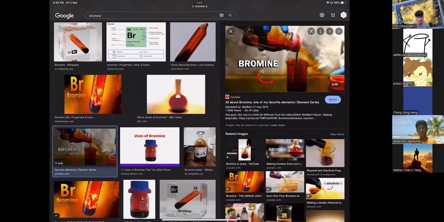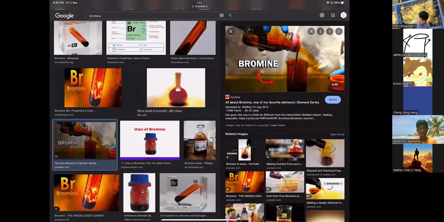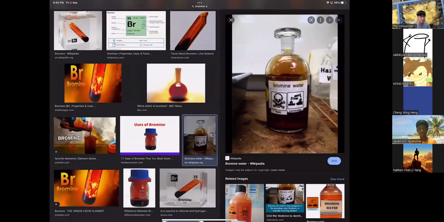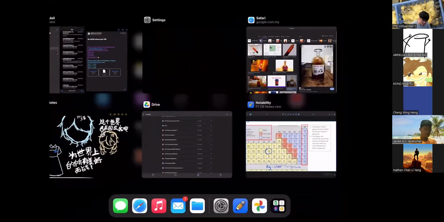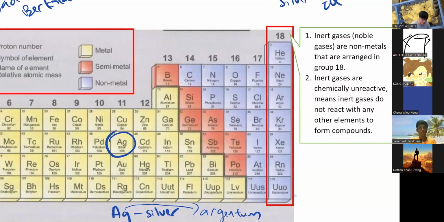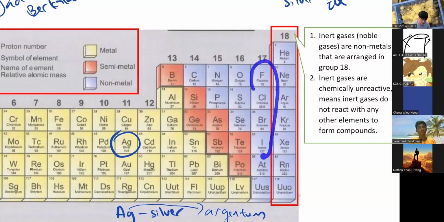They are also quite poisonous. Most group 17, they are poisonous. Chlorine is poisonous, you have heard, of course. Iodine is also poisonous. Bromine is also poisonous. You see the symbol? Toxic, poisonous. So all group 17s are all poisonous. Very poisonous. This is why you don't play with them.